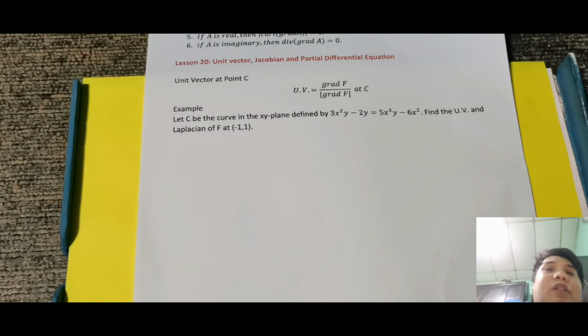Okay, so, let's have example dito. So, ang sabi nga dito, let's see be the curve in xy plane defined by 3x squared y minus 2y is equal to 5x cubed y minus 6x squared. So, find the unit vector and the Laplacian of f at negative 1, 1.